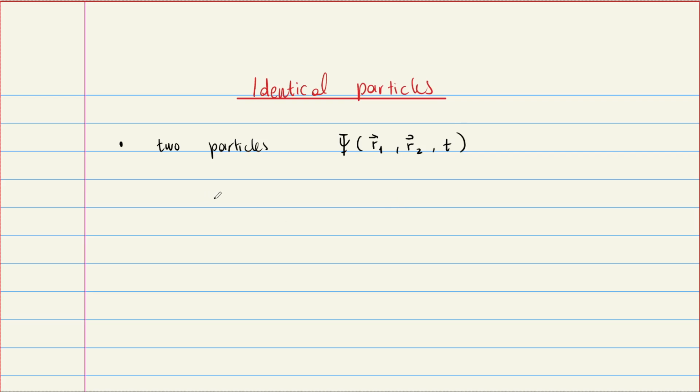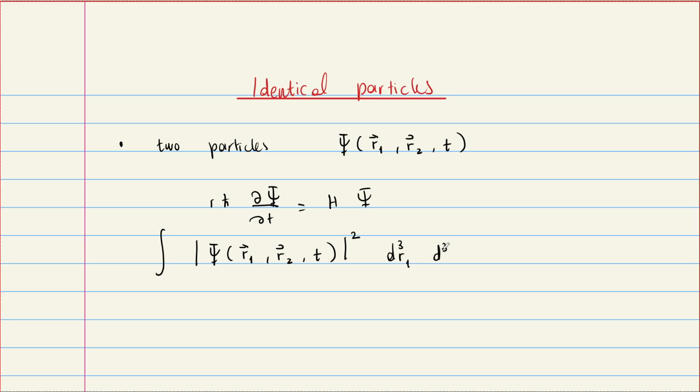And the Schrödinger equation is also the same. So this is i h bar del psi del t is equal to H psi. And we also have normalization. If you take this and square it, that's the probability to have the first particle at R1 and the second particle at R2 at given time t. And if you integrate over all possible d cube R1 and d cube R2, you should get 1 because particles are somewhere for sure.